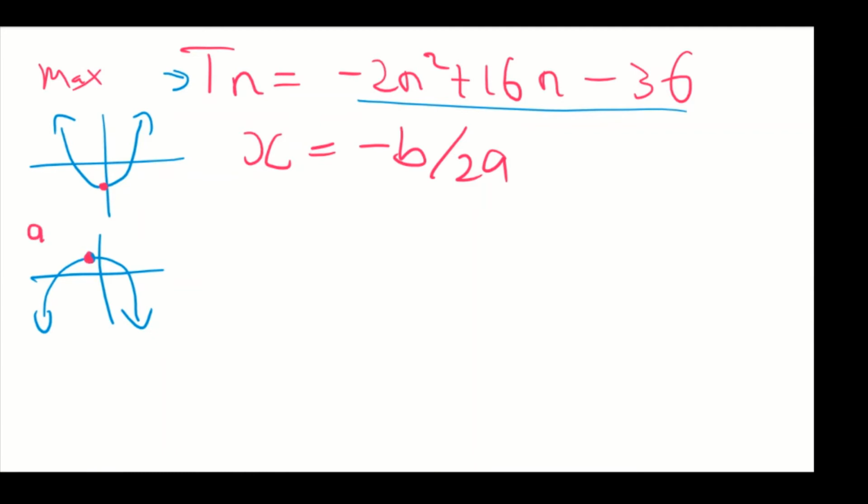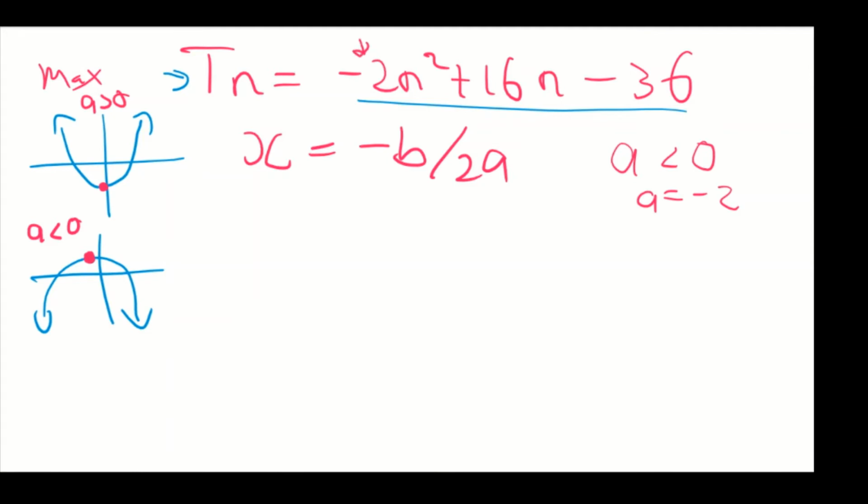So if a is less than 0, then your graph of a parabola will have a maximum. If your a is greater than 0, then your parabola will have a point of minimum. So our parabola here has a point of maximum because our a value is less than 0, which is a equals -2, as you can see here.